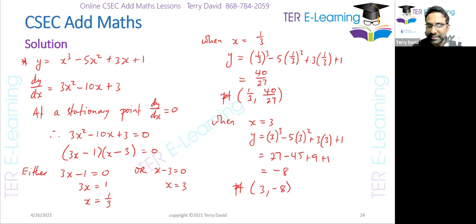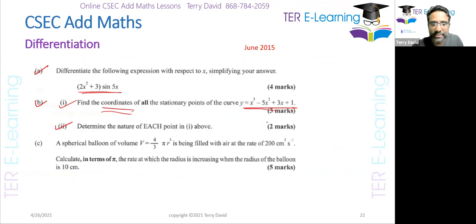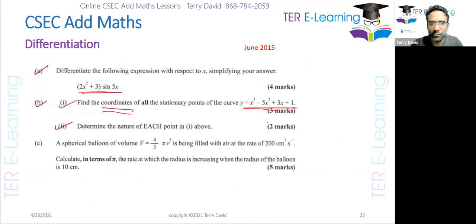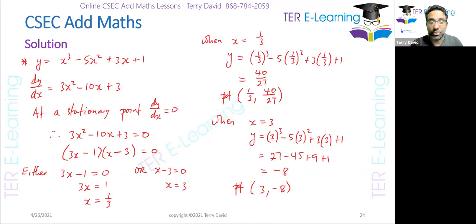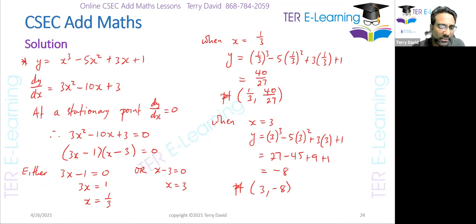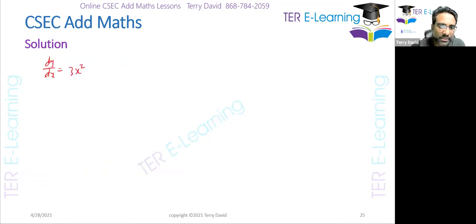Next thing we need to do, we need to find the nature of those stationary points, right? If you go back to the question here, determine the nature of each of those points. Let me just get another blank slide here. So we need to find the nature of the stationary points. We need to differentiate a second time. So look at this, dy/dx was equal to 3x squared minus 10x plus 3.